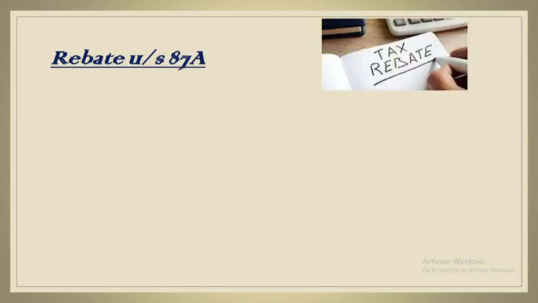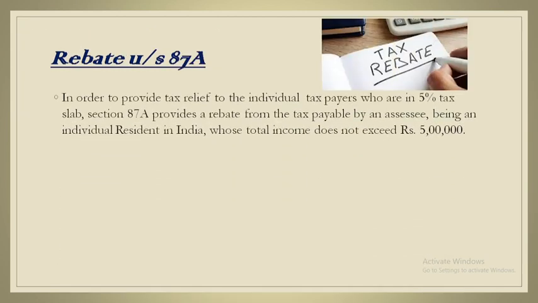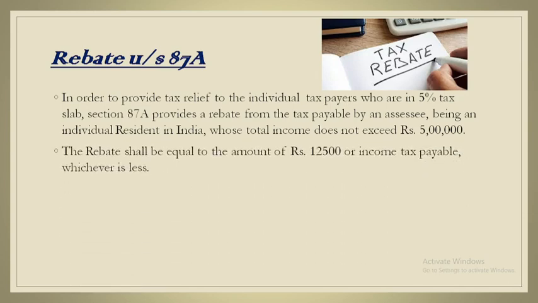Rebate under Section 87A. In order to provide tax relief to the individual taxpayers who are in 5% tax slab, Section 87A provides a rebate from the tax payable by an assessee, being an individual resident in India, whose total income does not exceed Rs 500,000. The rebate shall be equal to the amount of Rs 12,500 or income tax payable, whichever is less.